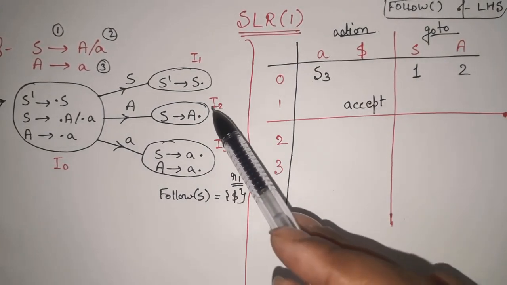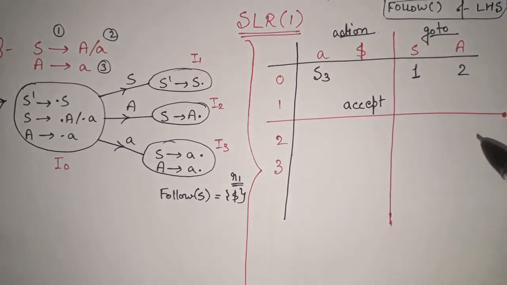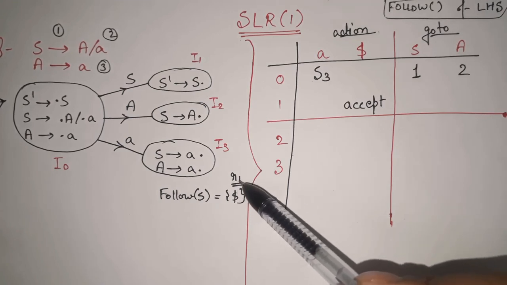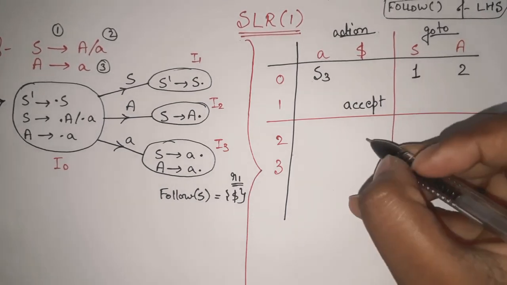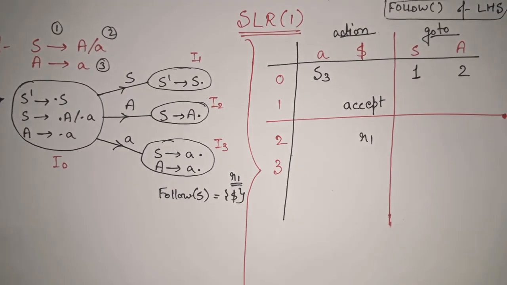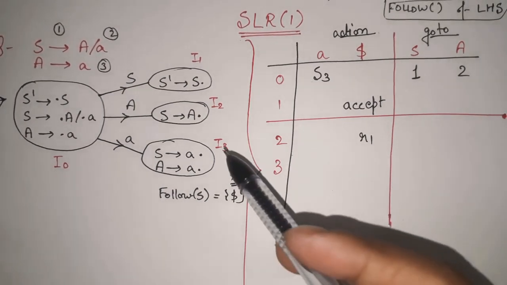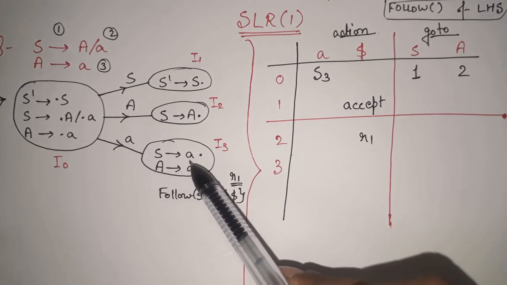So in this I2, in this second number row, I have to write R1 in dollar. Fine, simple. Then I3. In I3, S gives A dot.